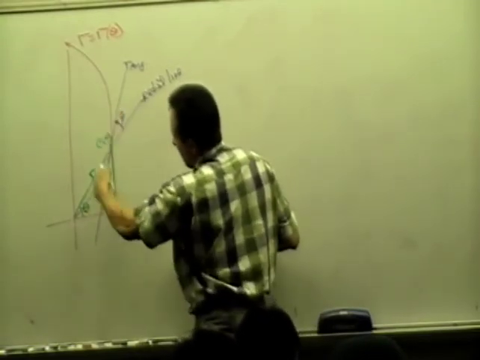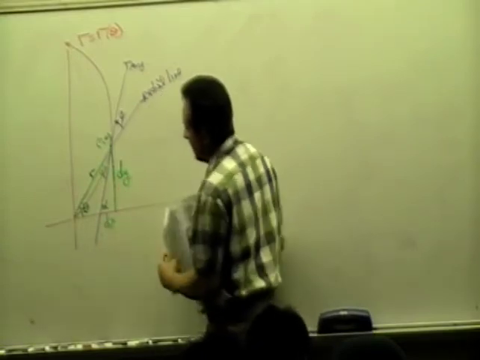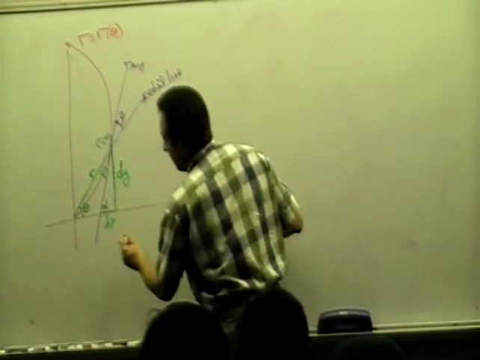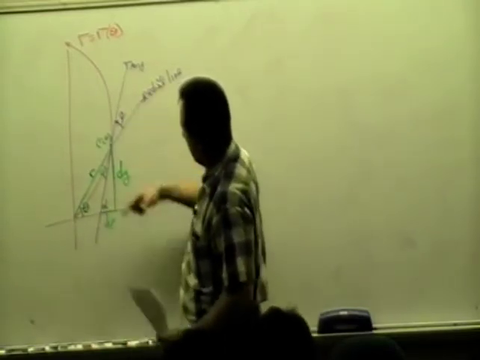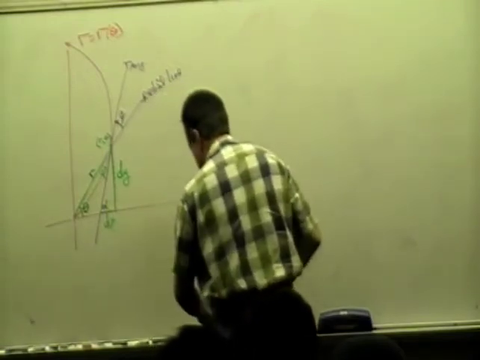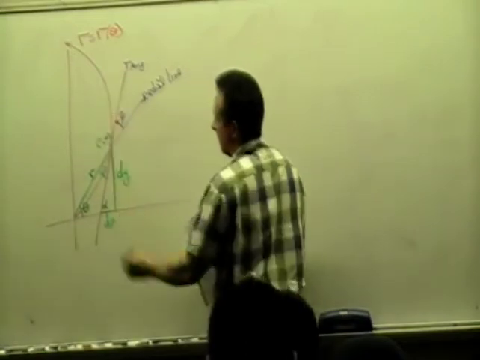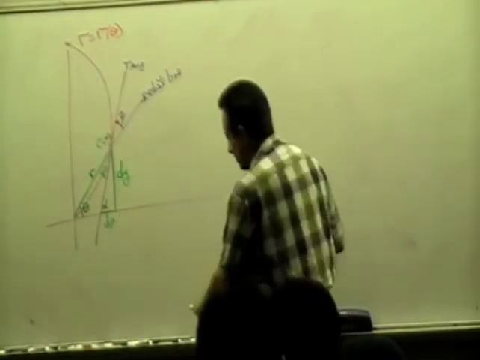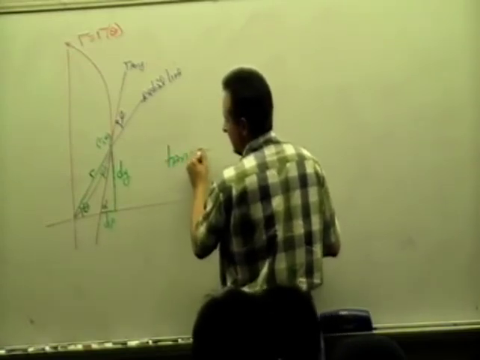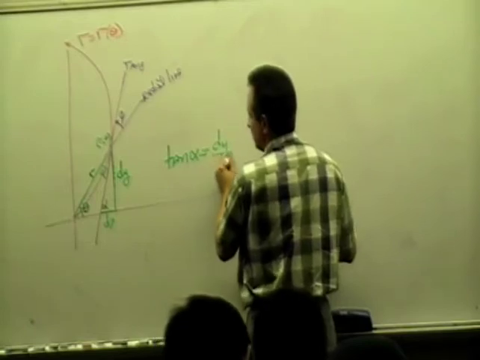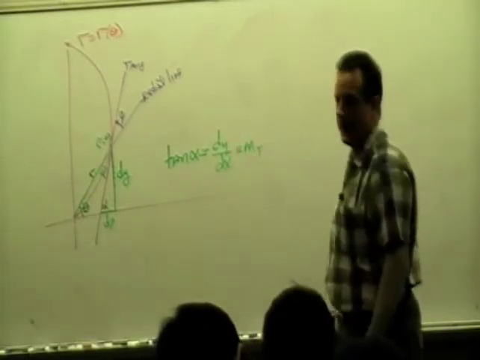And isn't the slope of the tangent line equal to the change in y, or dy over dx? In other words, I can write this little section right here as dx. This is the rise over the run. That gives me the slope of the tangent line. Does everybody see that? This is my tangent line right here. So I can say that the tangent of this alpha is equal to dy/dx, which is the slope of the tangent line.